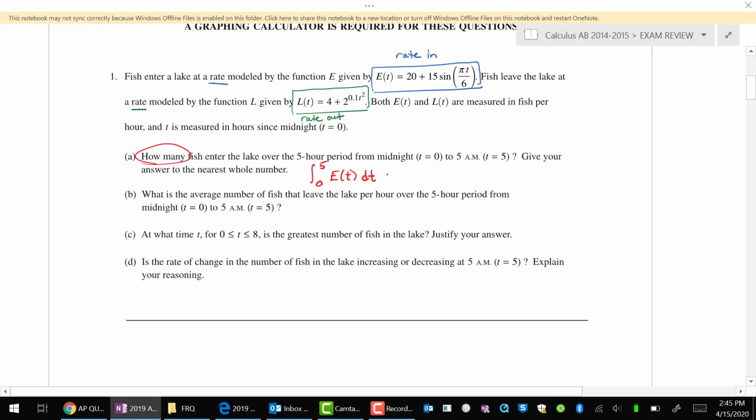And then we're allowed to use our calculators on this problem. So I'm going to use the numerical integral feature on my TI-84 to compute the value, which comes out to be 153 fish, rounded to the nearest whole number. Make sure you don't just say the final answer, but that the integral expression that you typed in the calculator is also listed. This must be there in order for you to earn full credit.